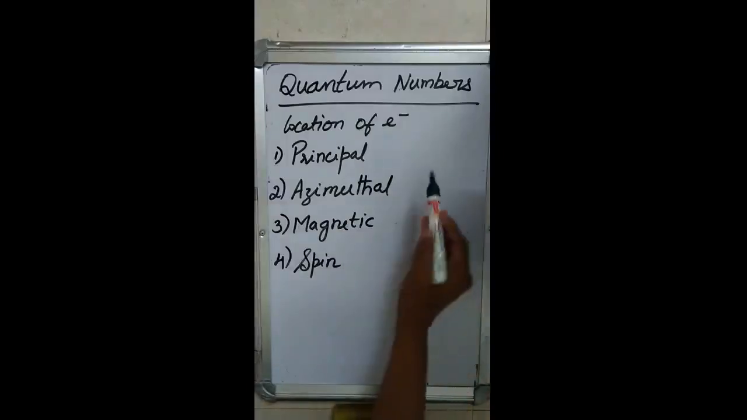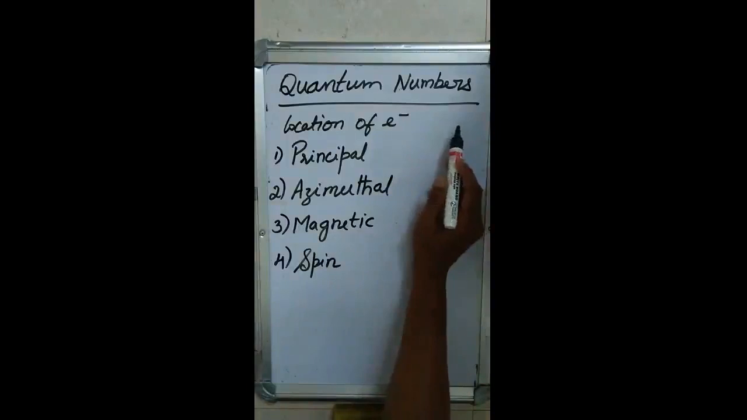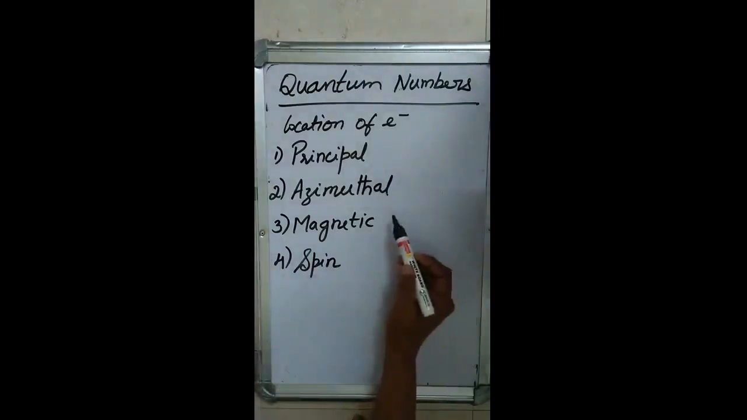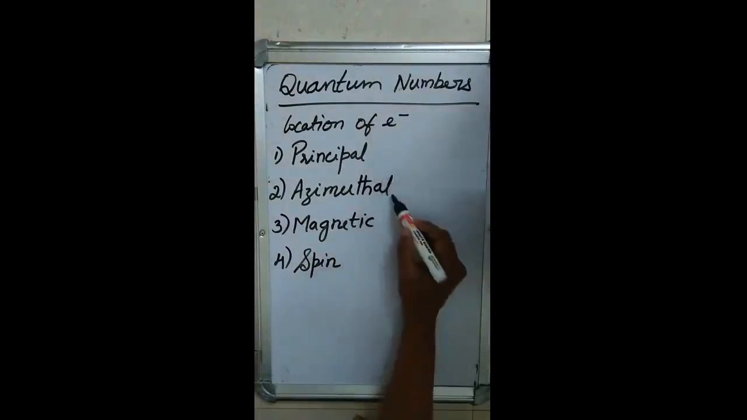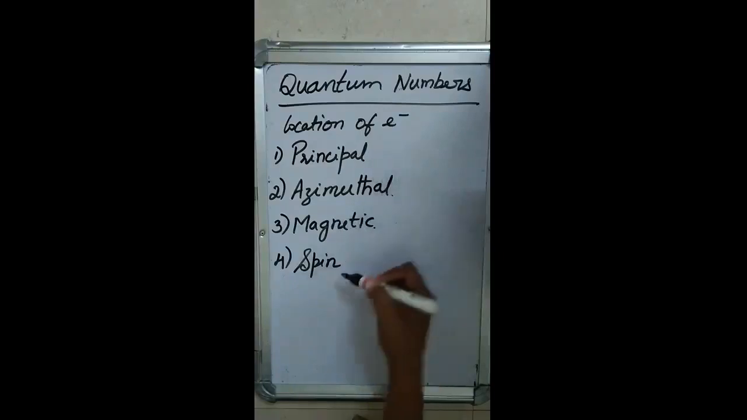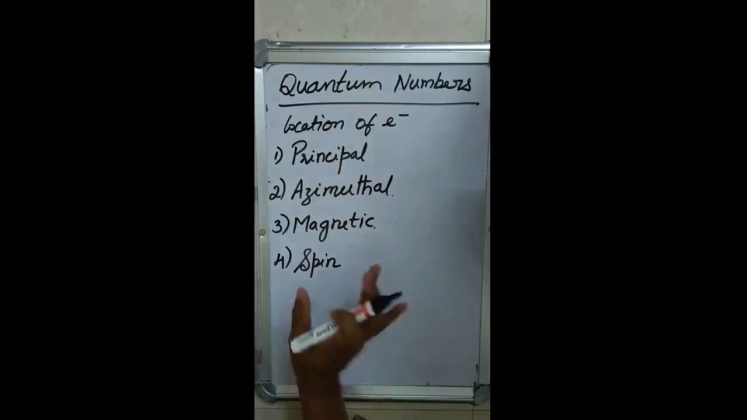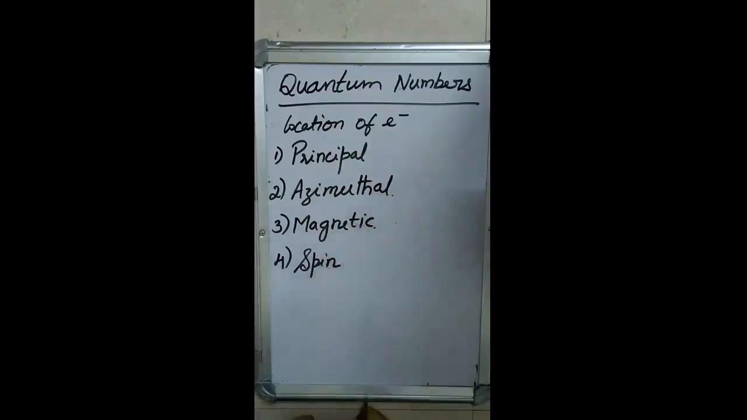Now quantum numbers. Quantum numbers explain the location, or position, of an electron in an atom. Now, the Schrodinger wave equation explains three quantum numbers: principal quantum number, azimuthal quantum number, magnetic quantum number. But the Schrodinger wave equation does not explain the spin quantum number. Now one by one we'll study the quantum numbers. These are very important questions.